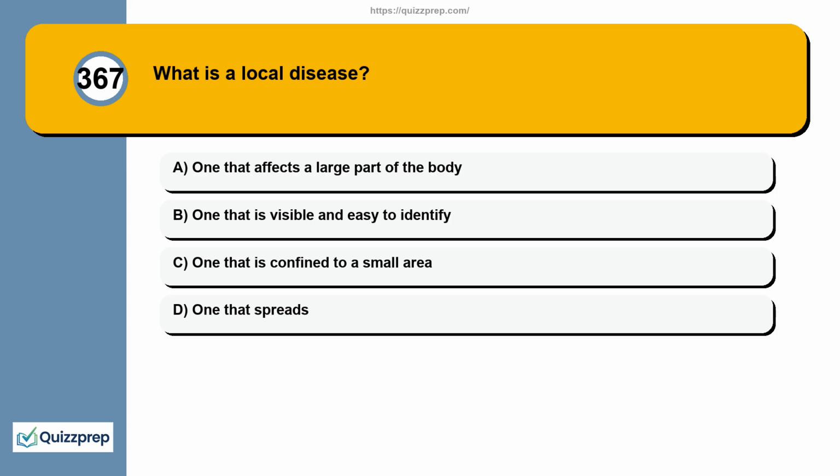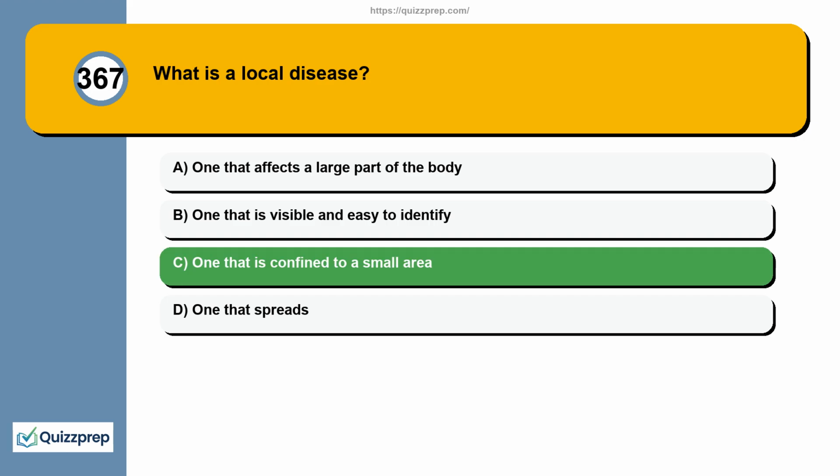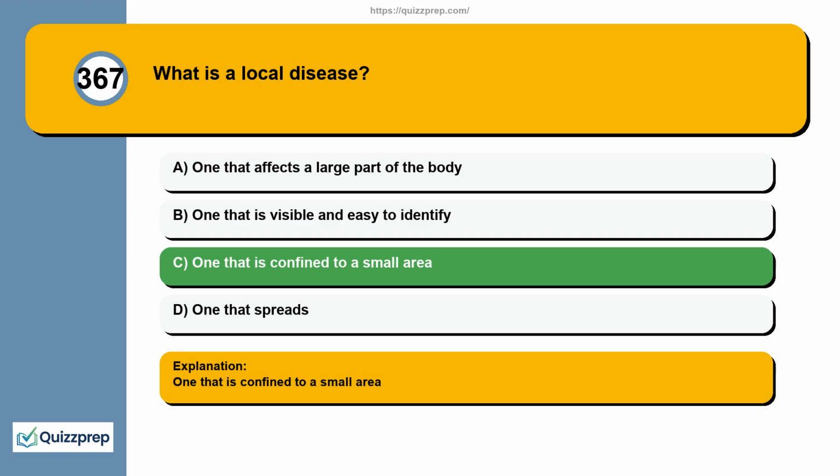Question 367. What is a local disease? Option A, one that affects a large part of the body. Option B, one that is visible and easy to identify. Option C, one that is confined to a small area. Option D, one that spreads. The correct answer is option C, one that is confined to a small area.